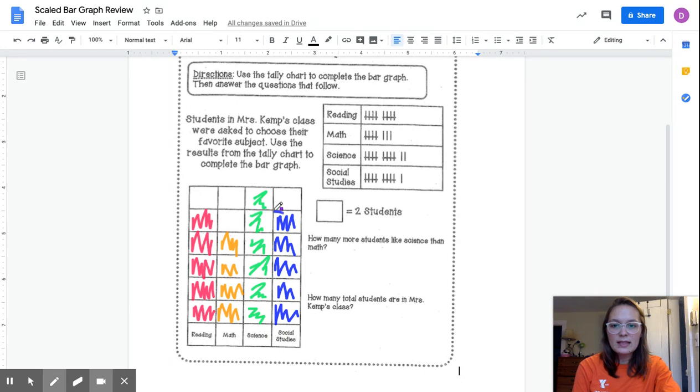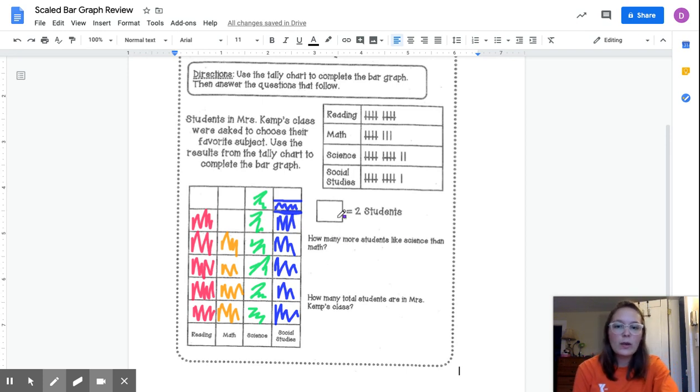So if this line is up to 10 and this line is up to 12, can you figure out how much of this box we'd need to color in to show 11? Halfway in between, because 11 is halfway between 10 and 12. So up to halfway would be 11.